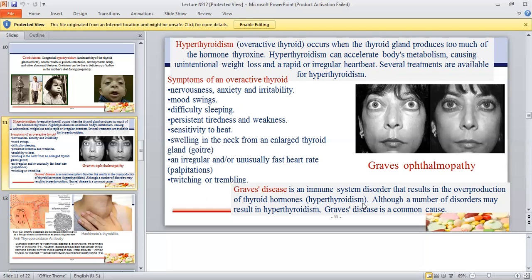Although a number of disorders may result in hyperthyroidism, Graves' disease is a common cause.